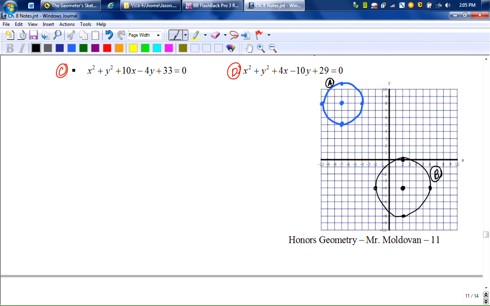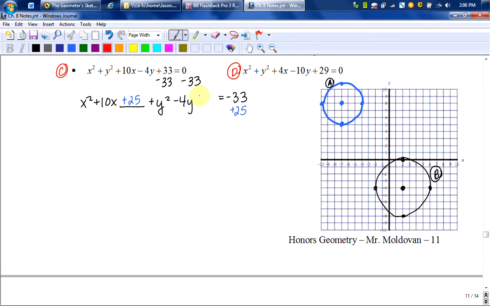Okay, there's a couple of strange situations that happen. C and D are sort of the strange situations. This means that they're a trick question, or maybe that I've done something wrong. So we'll do the same thing. We'll move 33 to the other side. We'll complete the square. Half of 10 squared is 25. Don't forget to do it to the other side. Whatever you do to one side of the equation, you have to do to the other.